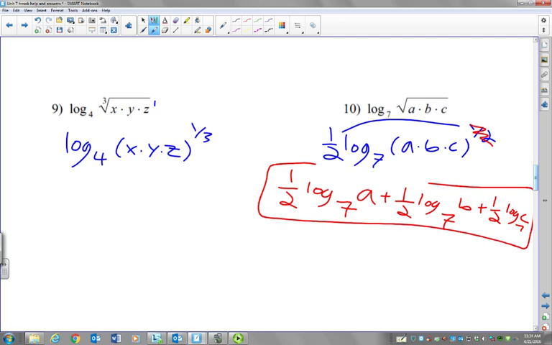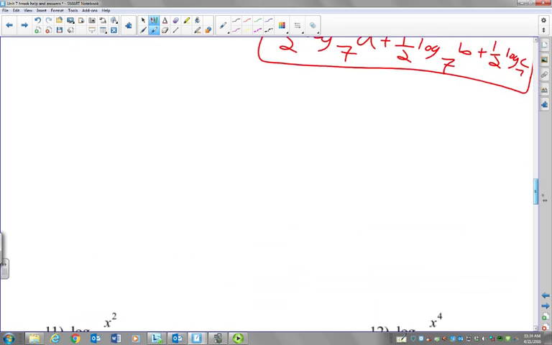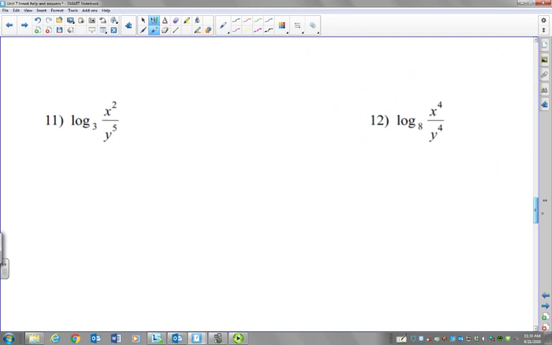Expand it as far as possible. Don't pull out the half because we want it to be as wide as possible, as many halves there as possible. Okay, so then division becomes subtraction.